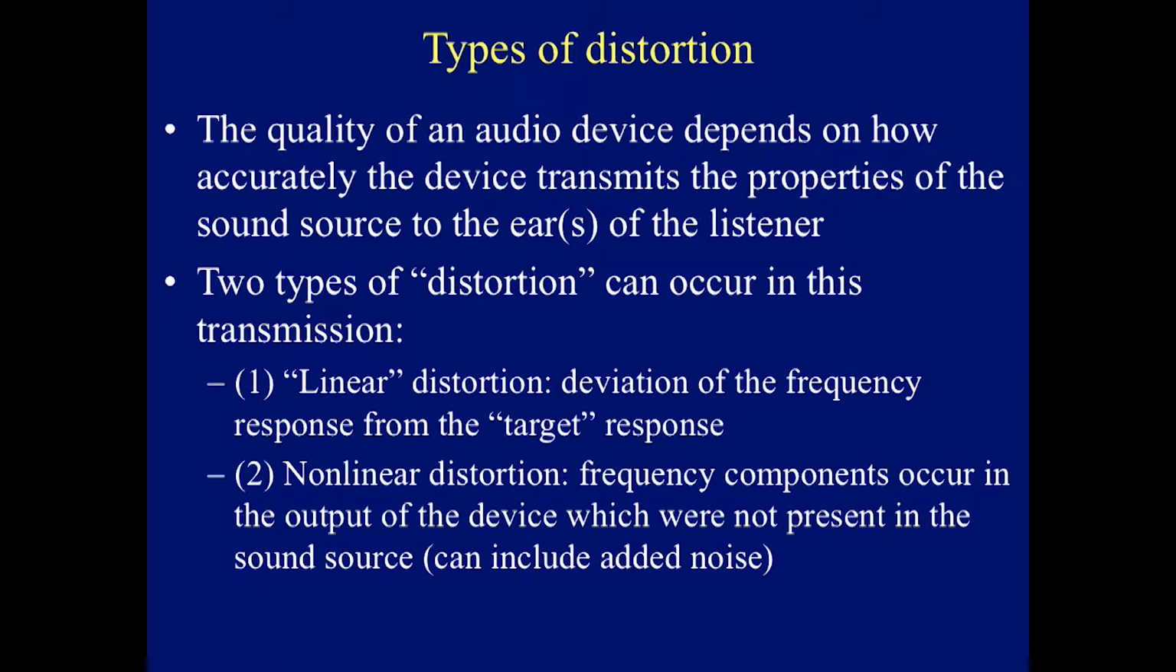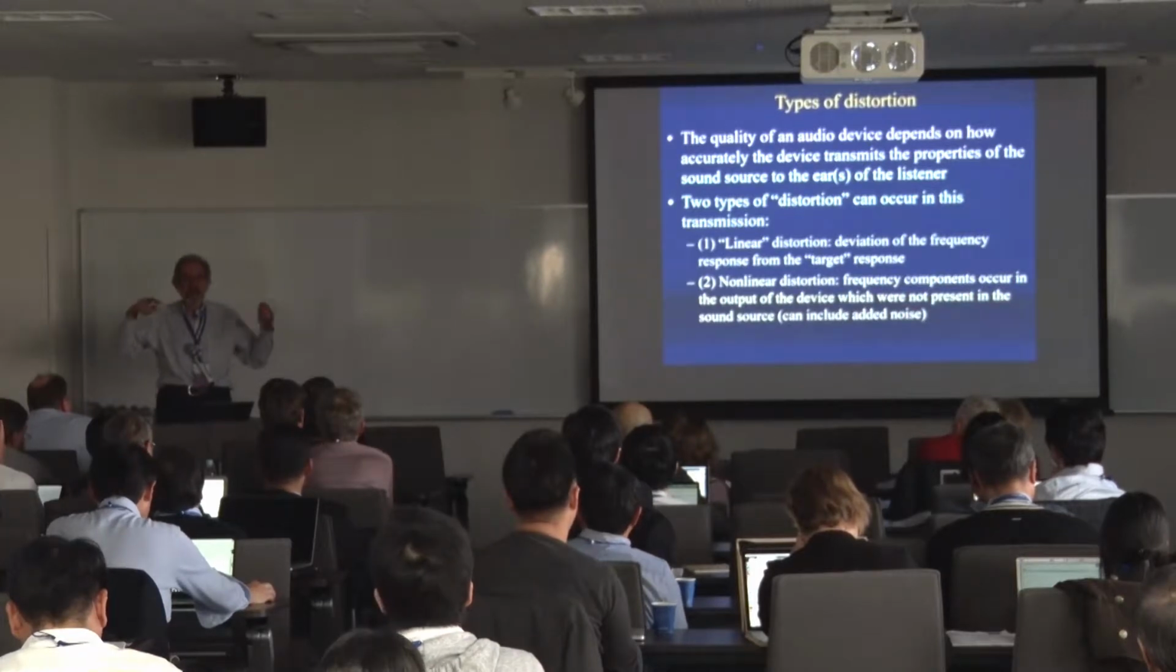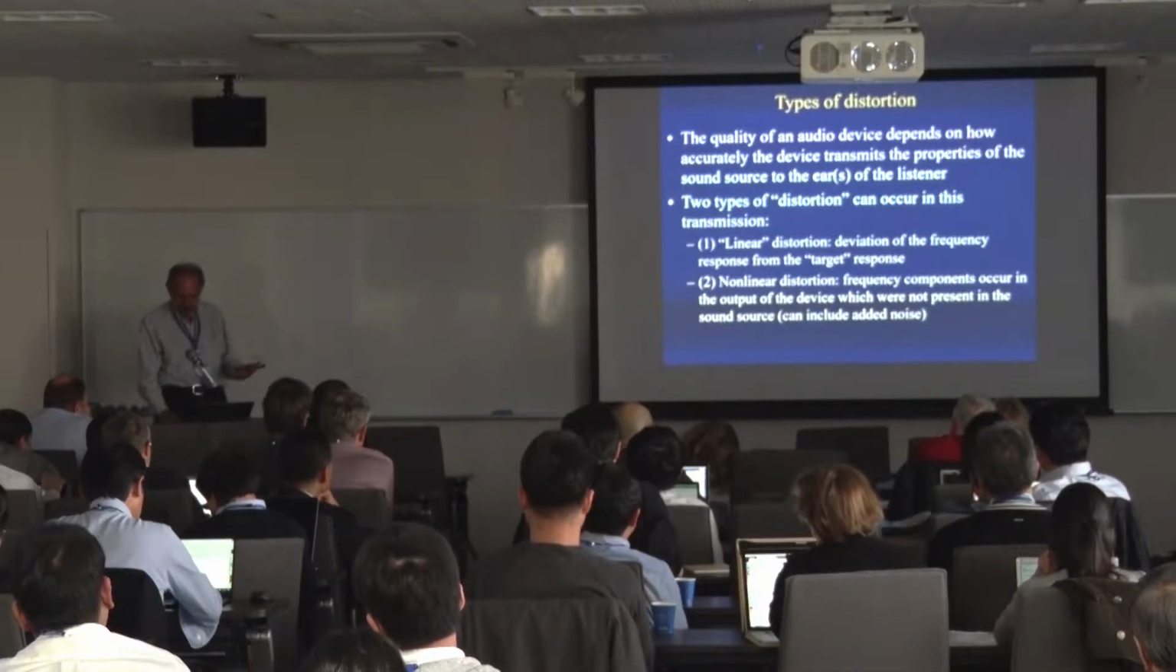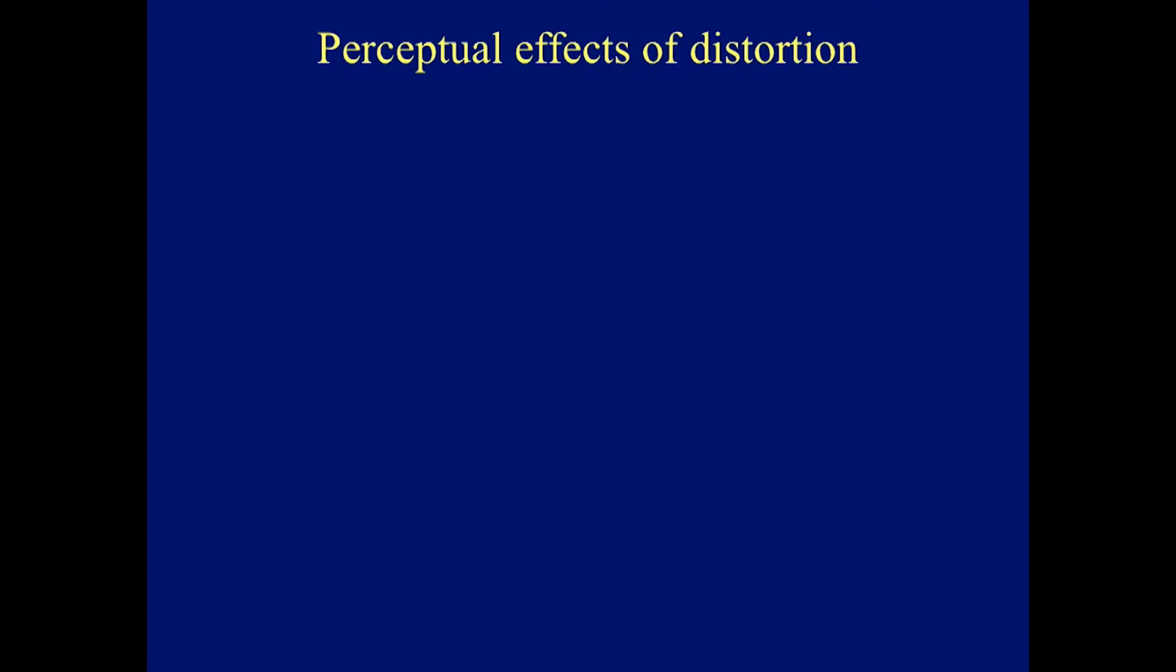And in principle, you can correct linear distortions with a linear filter. If you've measured the characteristic of your headphone or loudspeaker, then you could pre-filter the signal to compensate for that type of linear distortion. Some people don't even like to call that distortion, but it is a form of deviation from the ideal. The second type of distortion is nonlinear distortion, where you get frequency components occurring in the output of the device which were not present in the input. And that can include discrete tonal components, or it can produce noise-like added sounds.